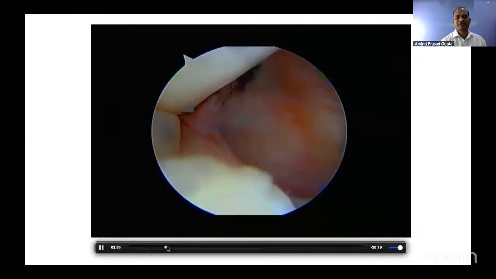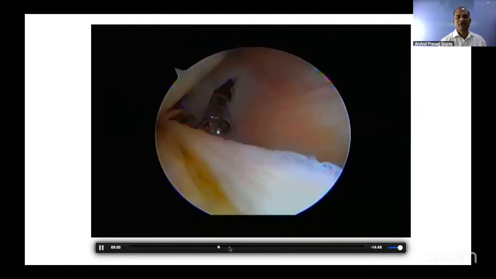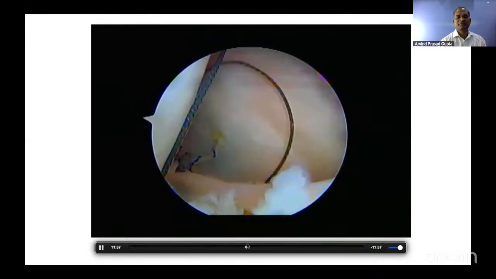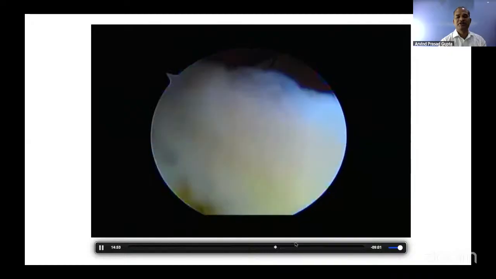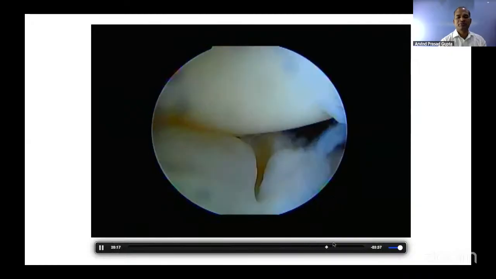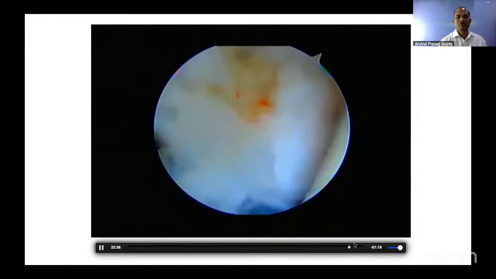You can see this type of lesion, that is the ramp lesion is there, and you can do the repair in a very good way once your vision is very clear.